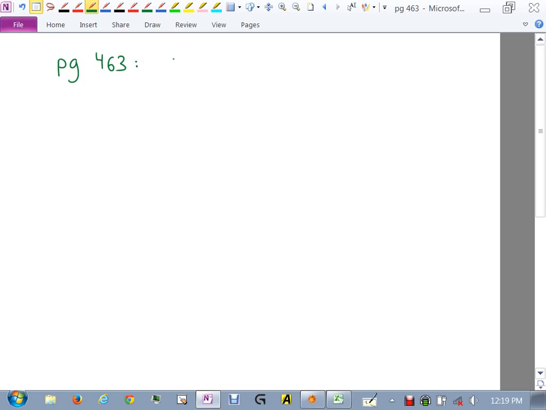So what I recommend you do is page 463, 5 through 55, odds. That's a lot. I understand that's a lot. It's 25 or so problems. About half of those are log equations. About half of them are exponential equations. I think if you can get through that assignment, you'll be prepared for those on the test.